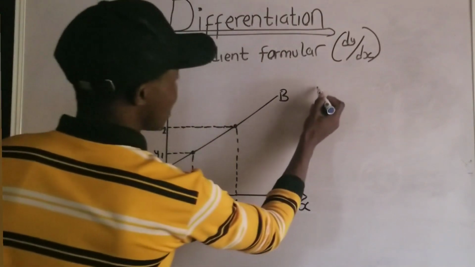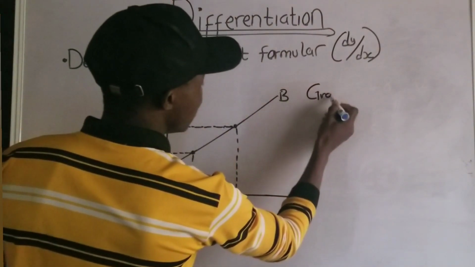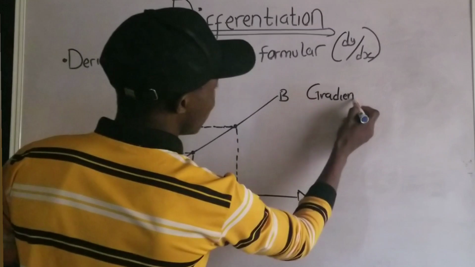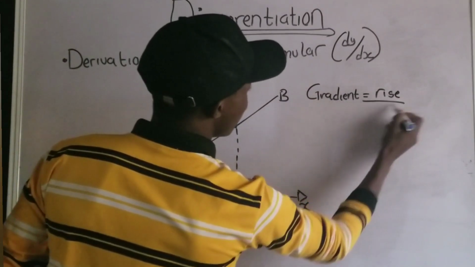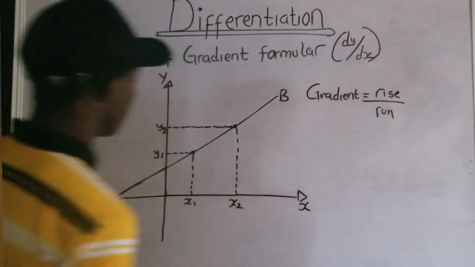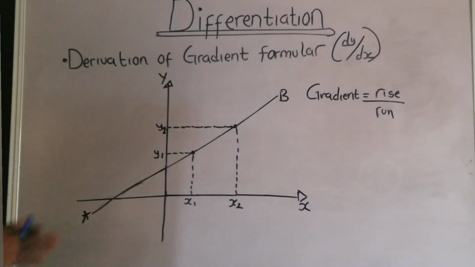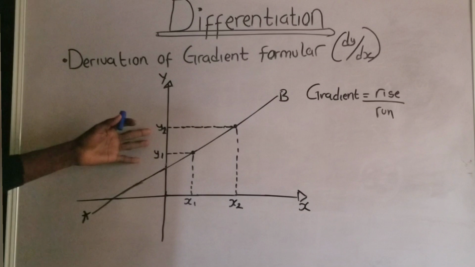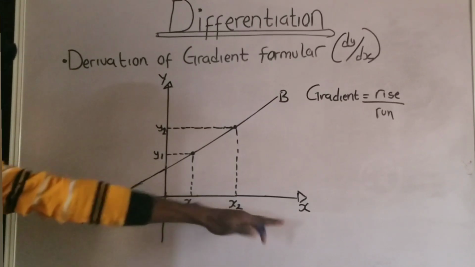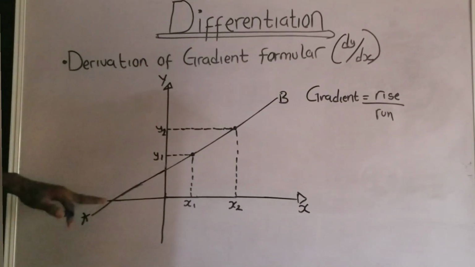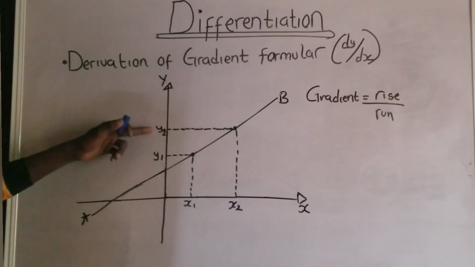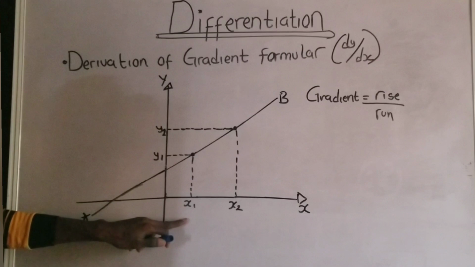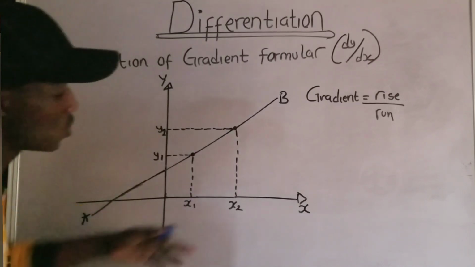Let me start by saying that gradient is equal to rise all over run. If you look at this graph, the rise is the vertical and the run is the horizontal. I have y2 in this place, I have y1 in this place, and I have x2 and x1 as the run.